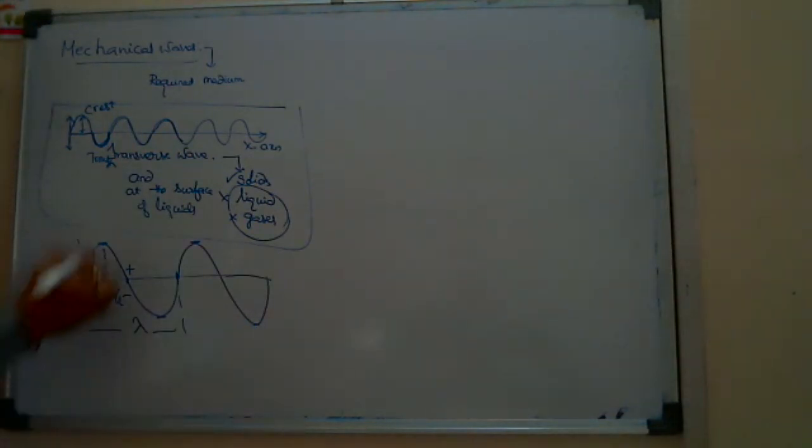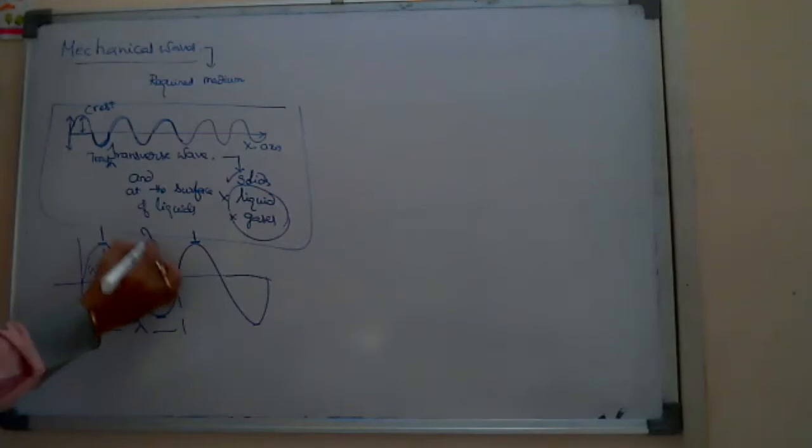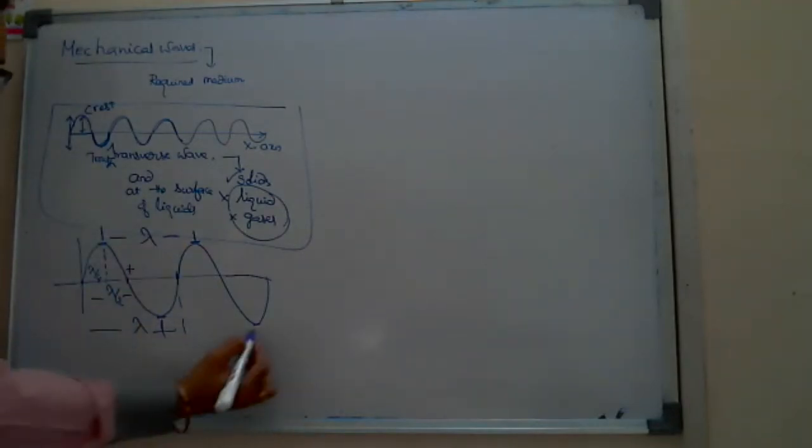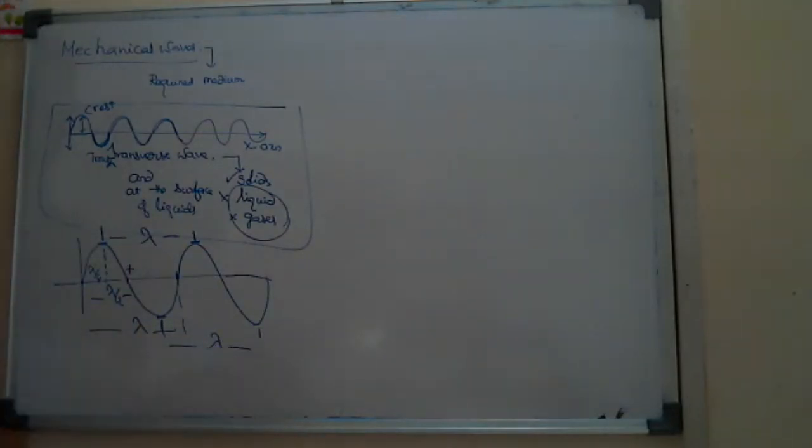if they ask what will be the length, lambda, sir. Exactly, lambda. Very good. This is also lambda. So crest to crest or trough to trough or the length of one wave is equal to the wavelength lambda.